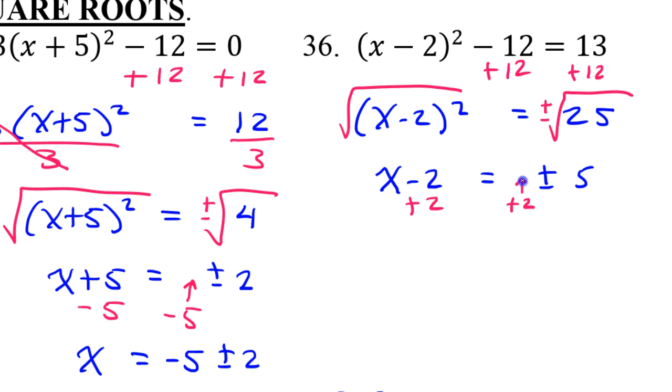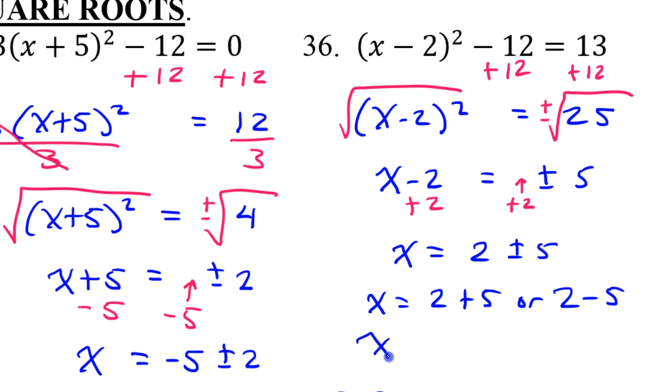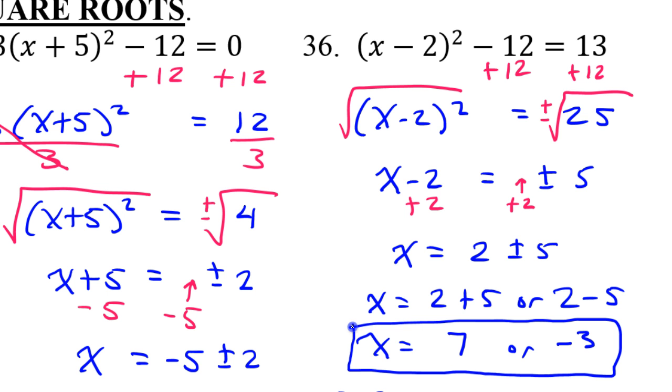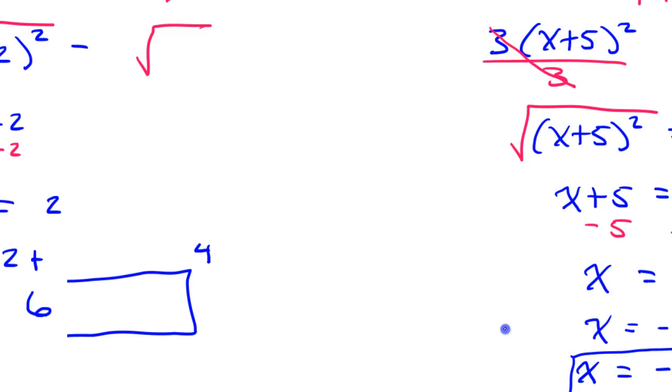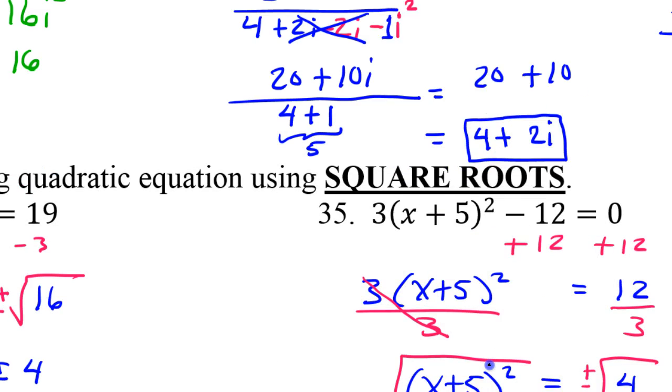Again, I'm going to add 2 to both sides and put it in the front. So that's going to give me x is equal to 2 plus or minus 5. That means 2 plus 5 or 2 minus 5. So that means 7 or negative 3. All right, so that's how you solve using square roots.